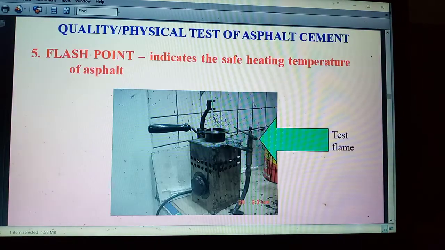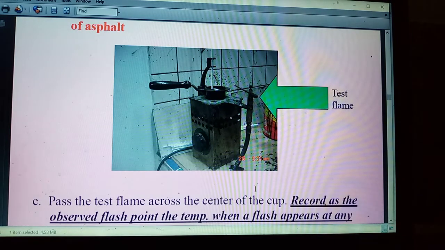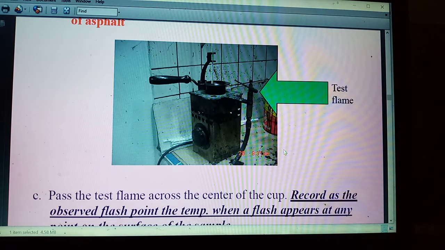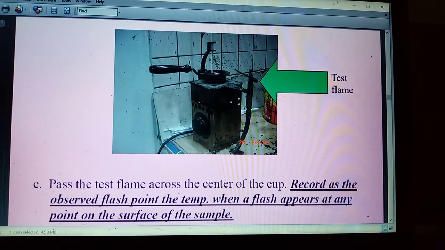And then, pass the test flame across the center of the cup. Ibig sabihin, okay? So, yan. I-record mo. Lagyan mo. Okay? Record as the observed flash point. Okay? Yan, meron kang test flame dyan. Okay? Magbubuga yan ng apoy. Okay? So, yung temperature niya, i-record mo. Yun na yung flash point niya.